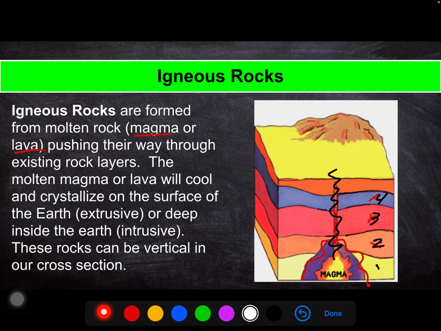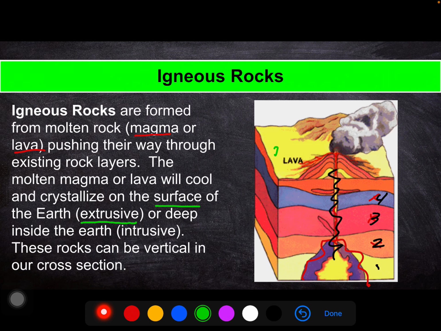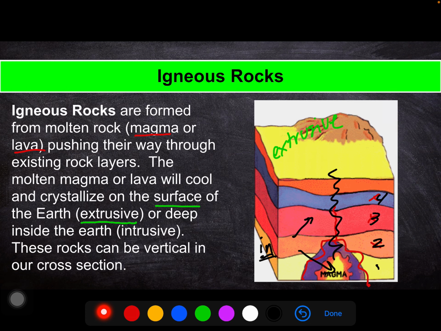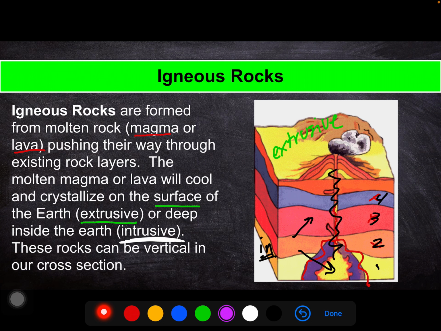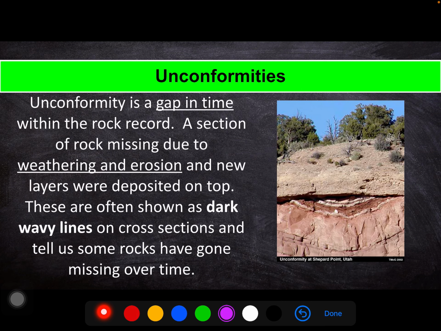And you'll start to see a couple maybe new terms with our igneous rocks. An extrusive igneous rock formed on the Earth's surface, so anything forming up here in the atmosphere, that's an extrusive rock, whereas anything forming inside the Earth, like as this cools or starts to cool, those would be our intrusive igneous rocks. And again, these igneous rocks typically, there can be some, but typically do not appear horizontal in our cross-section. They're usually cutting their way through these other rocks.